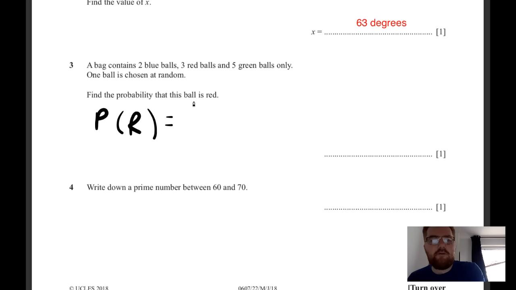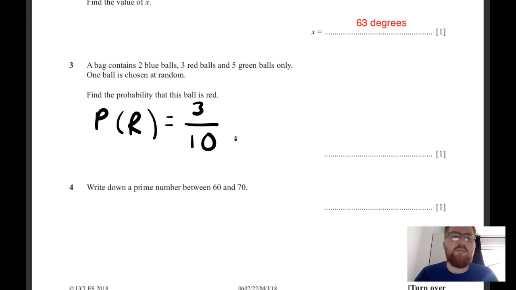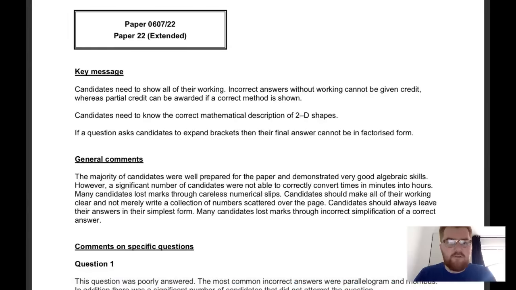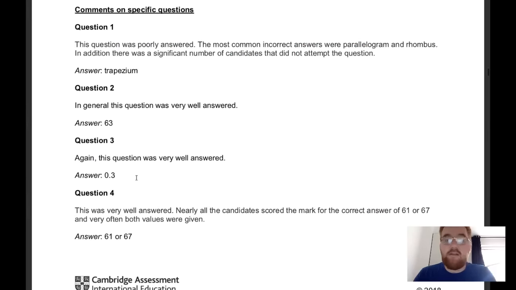Well, we have 3 red balls, and then let's have a look, how many balls do we have in total? 2 plus 3 plus 5 is 10, and notice this is a 1 mark question, so there shouldn't be any simplifying, and there isn't here, so that's our answer, 3/10. If we look at our examiner's report for that question, very well answered. You could also write it as a decimal, 0.3.